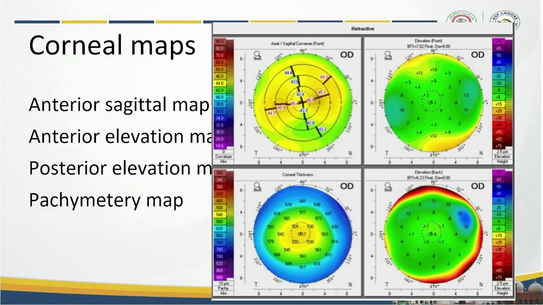Some of the maps are: this is the axial or sagittal curvature map. This is the red line we were talking about, the steeper meridian, and this is the flatter meridian in this case. And this is the front elevation map, this is the pachymetry map, and this is the back elevation map. From the lectures I studied by Professor Mahfouz Hussain, he said the most significant is the posterior elevation map. So we must see the posterior elevation map first if we want to detect early keratoconus. The changes are seen earliest in the posterior elevation maps.